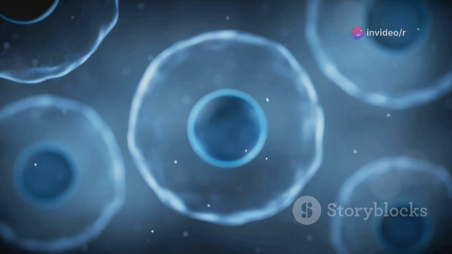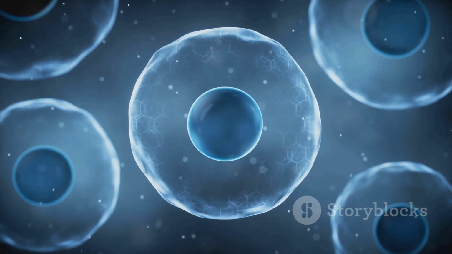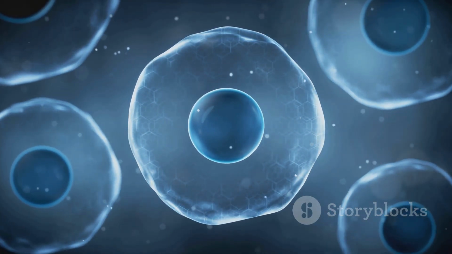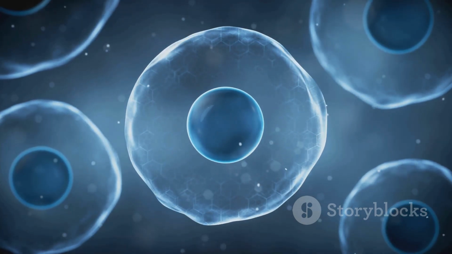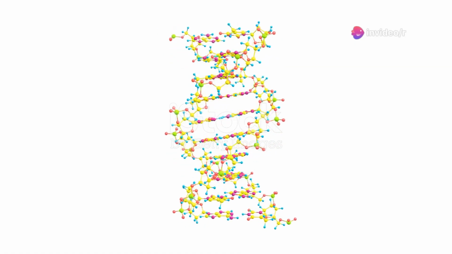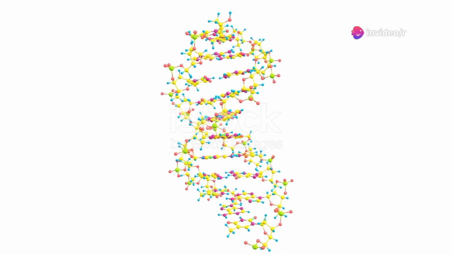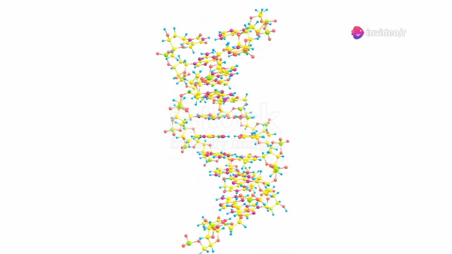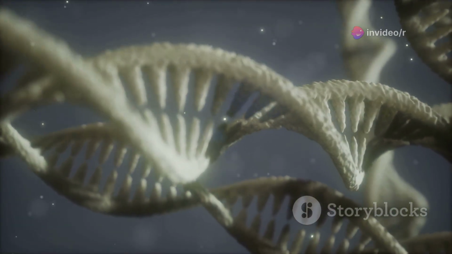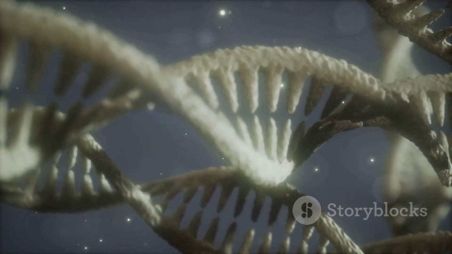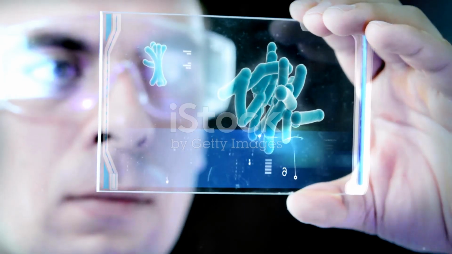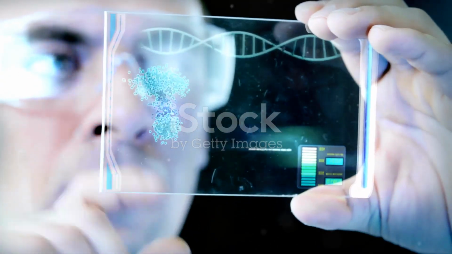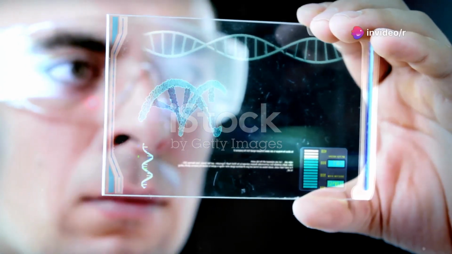In the heart of every cell, within a tightly guarded vault called the nucleus, resides the molecule of life, DNA. This remarkable molecule, often described as the blueprint of life, carries the genetic instructions that dictate everything about an organism, from its physical appearance to its internal workings. But what exactly is DNA, and how does it store such a vast amount of information?